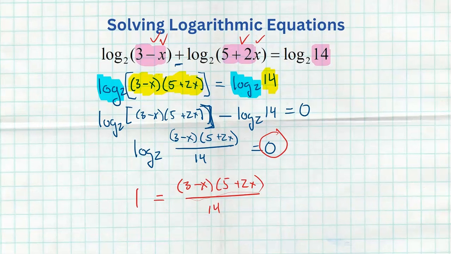Multiply the 14 over. The opposite of divide by 14 is multiply by 14, and I get 14 equals (3 minus x) times (5 plus 2x). Now remember, that was the exact same point we got to earlier when we said, hey, when you got a log on each side of the same base, then you can essentially get rid of those logs, and we know that (3 minus x) times (5 plus 2x) equals 14.